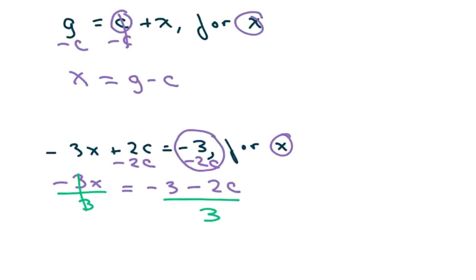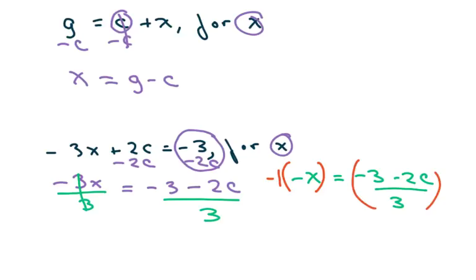So what we have is negative x equals (negative 3 minus 2c) over 3. It says solve for x, not negative x. So I'm going to multiply, or you could divide. So multiply both sides by negative 1. This takes care of that. 2 negatives make a positive.